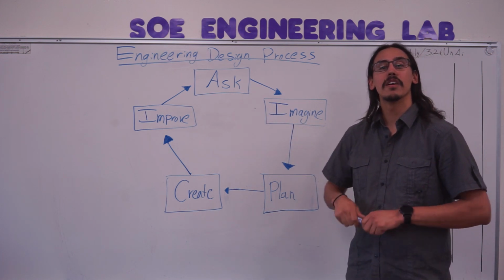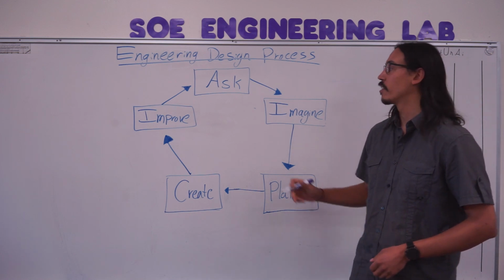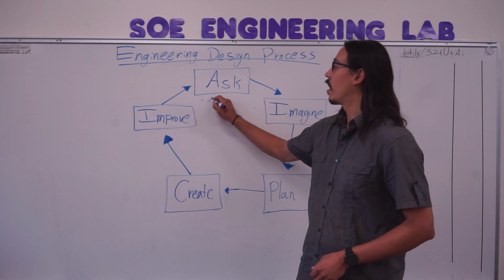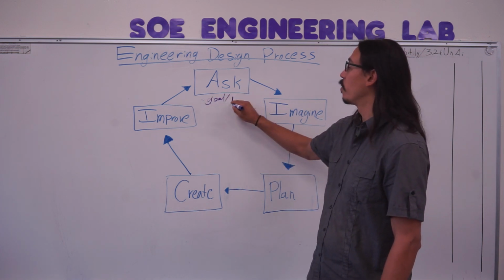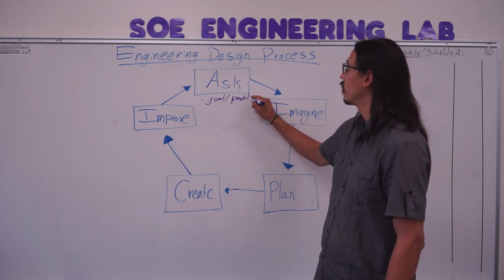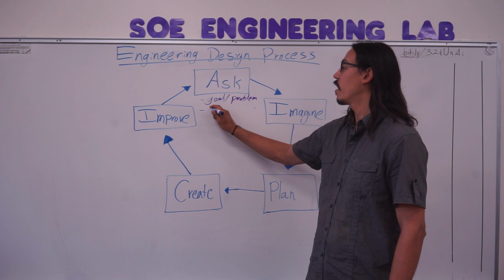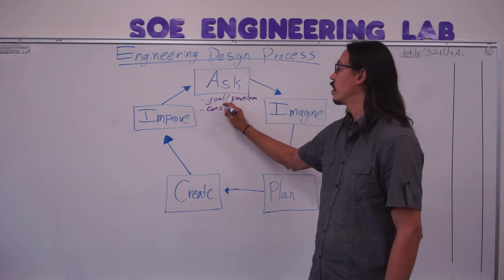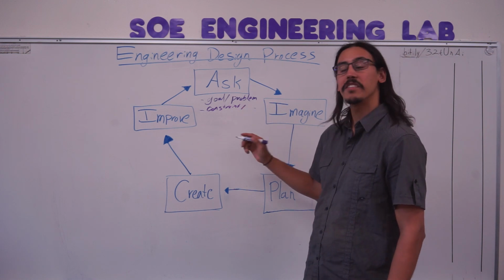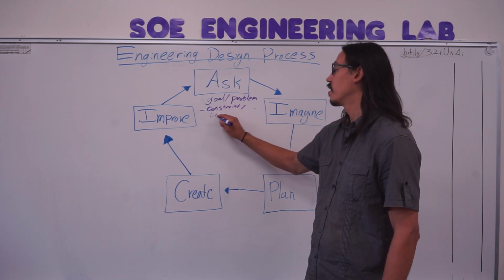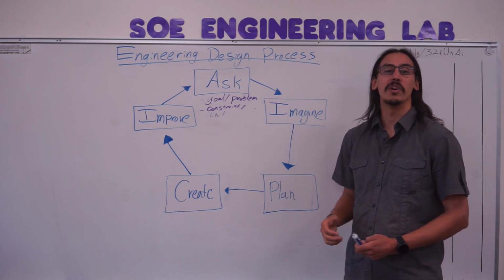So first, engineers need to figure out what exactly are we trying to do? What is our goal? Or what's the problem that we need to solve? And also, what are our constraints? Or what's the limitation? Because engineers usually can't just do whatever they want.